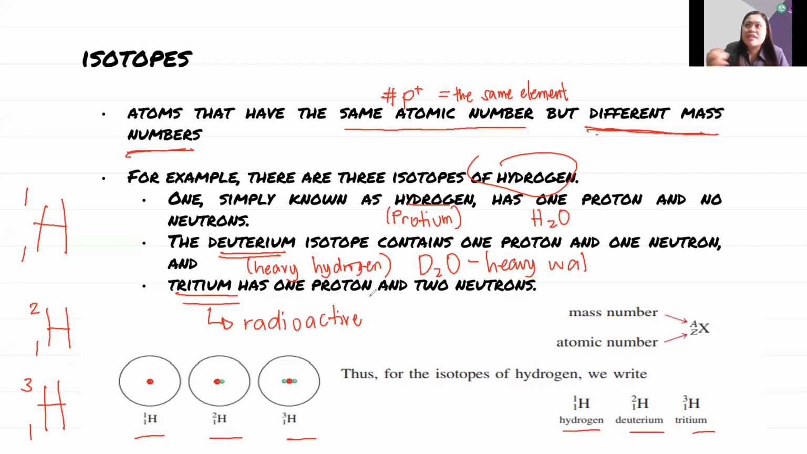So tritium is actually a product of processes involving nuclear activities like making nuclear bombs. That is where tritium, or the radioactive hydrogen, is produced. So again, they are all the same element because they have the same atomic number, but they have different mass numbers. The reason they have different mass numbers is that they have different numbers of neutrons.